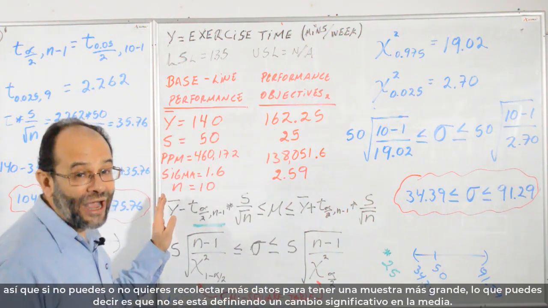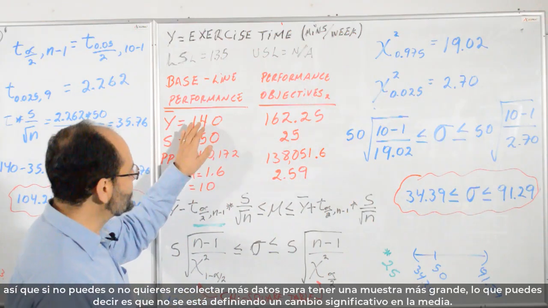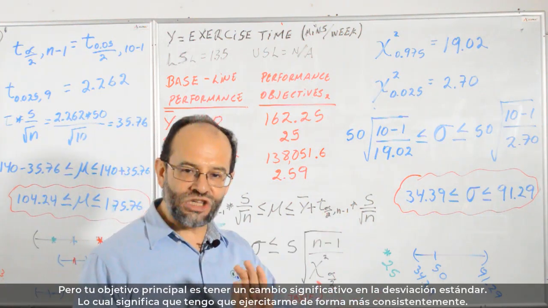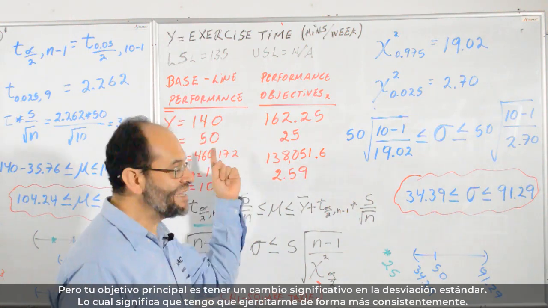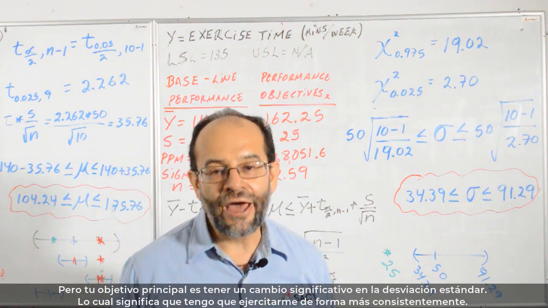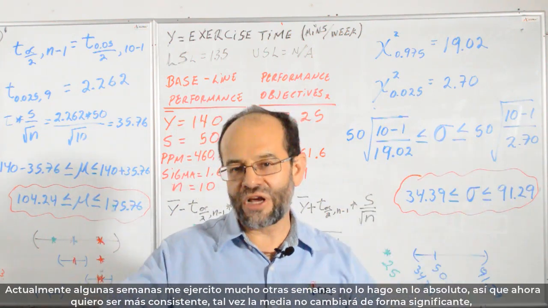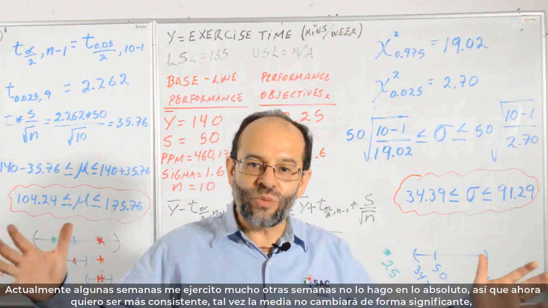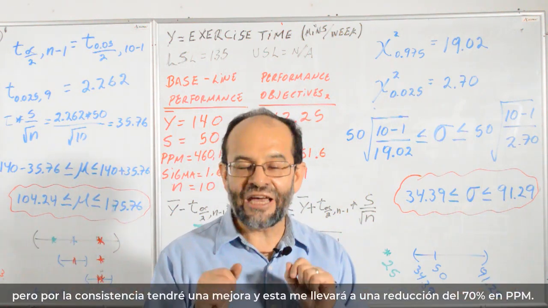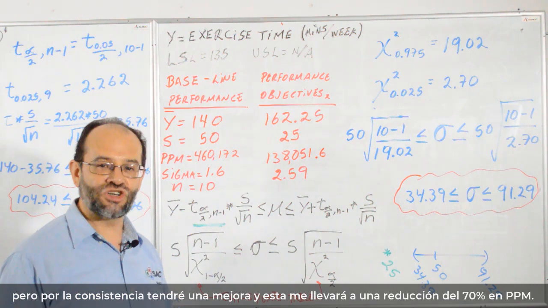So if you cannot or don't want to collect more data, a bigger sample size, what you can say is that you are not really defining a significant change in the mean. But your main objective is to have a significant change in terms of the standard deviation, which means that I have to exercise more consistently. Some weeks I'm exercising a lot, some weeks I'm not exercising at all, so now I want to be more consistent. Maybe the mean won't change in a significant way, but because of the consistency I will have an improvement, and that improvement will lead me to a 70% reduction in bpm.